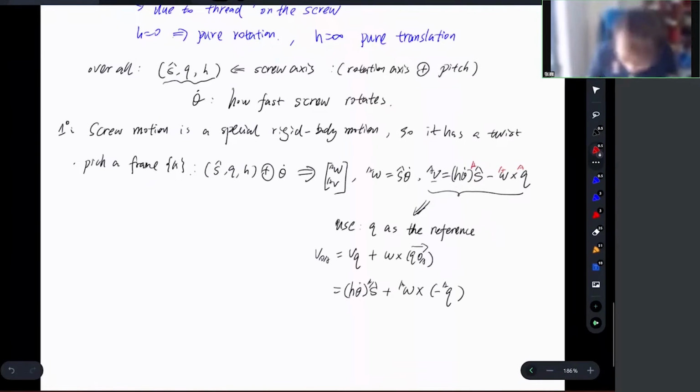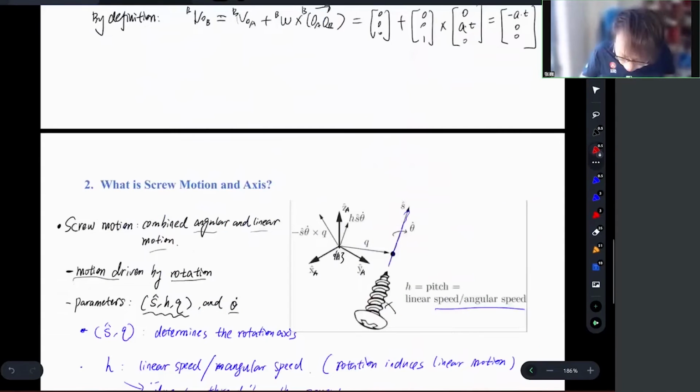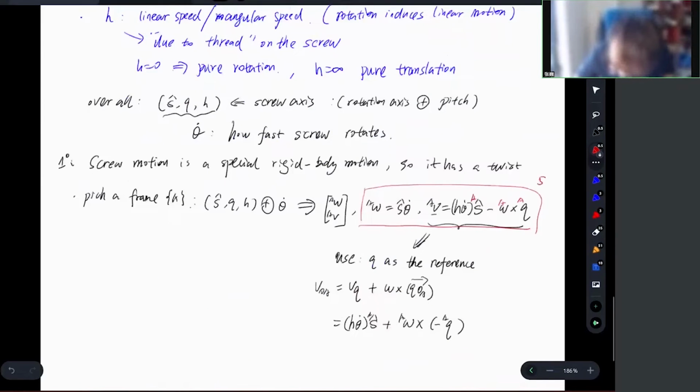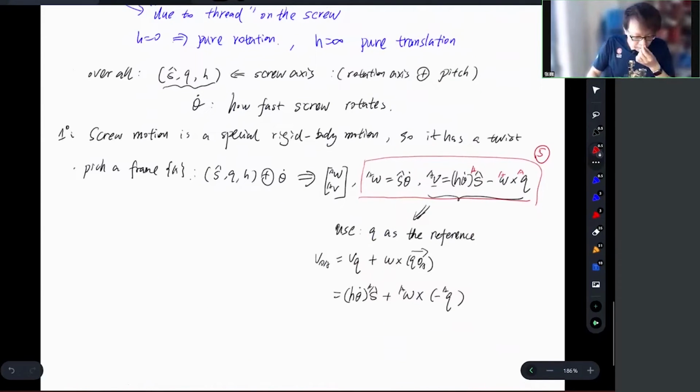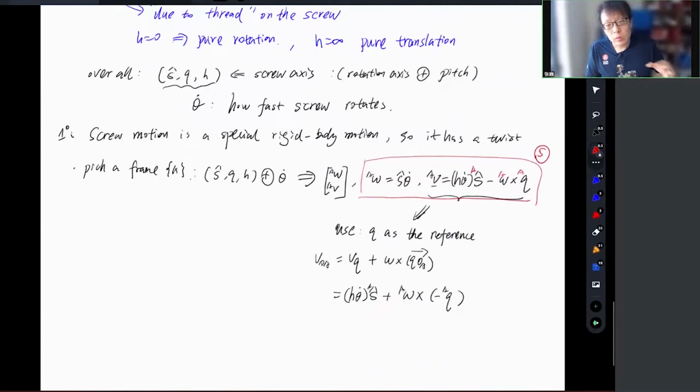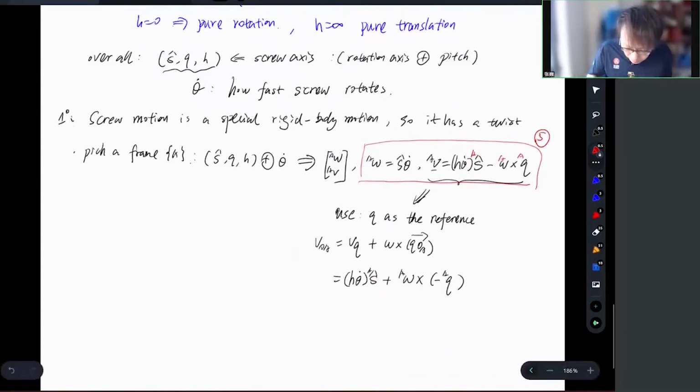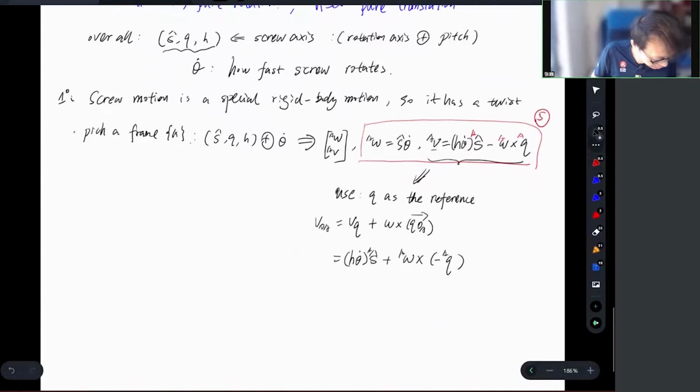Okay, so that's the formula. Let's call that equation 5. From a screw axis or screw motion, we can find the corresponding twist. It's a special rigid body motion, so we can characterize its spatial velocity. I would like to write it in the following form.